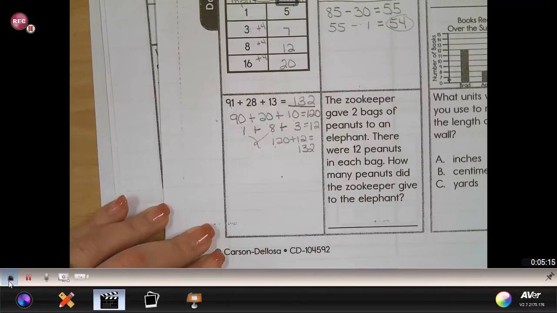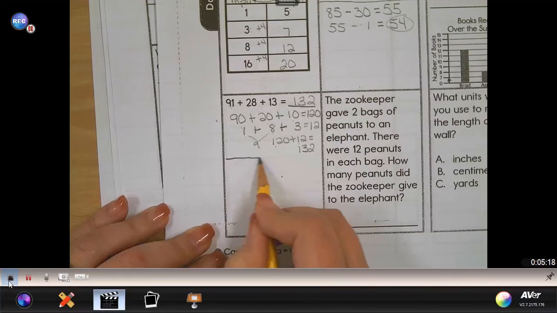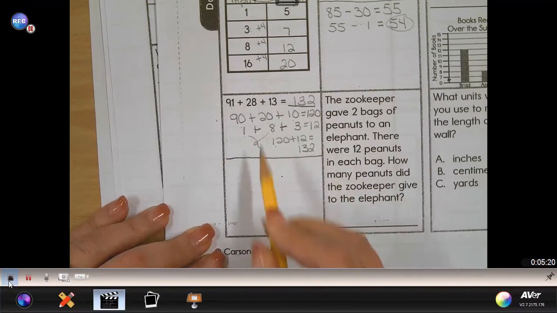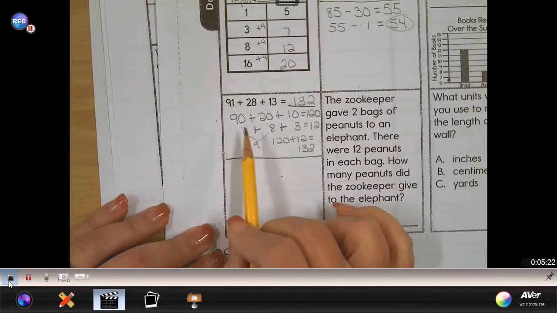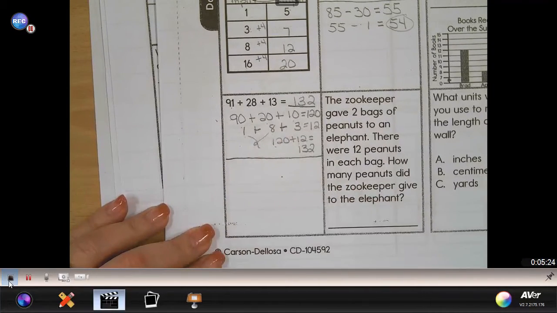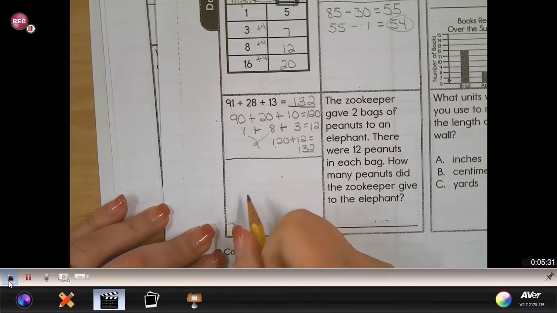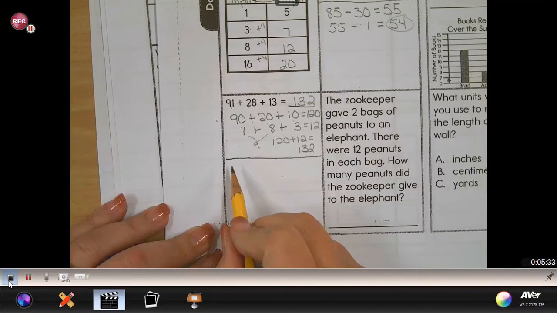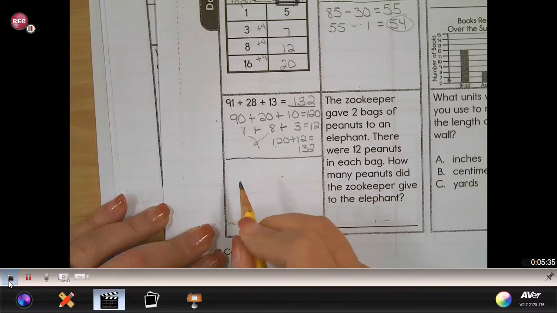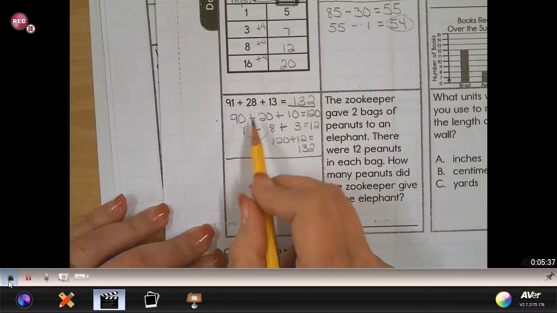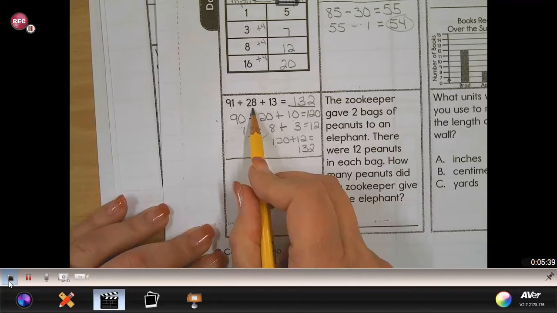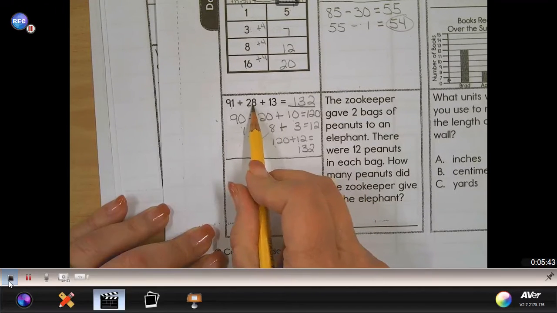Now, another strategy that I could use, and I want to use this just to kind of help us with the idea of using the compensation method, or friendly numbers, as we might call it in 3rd grade, but they'll hear it as 4th grade terminology as the compensation or compatible numbers. So if I wanted to make this an easy number to work with, I could add 2 to this 28.